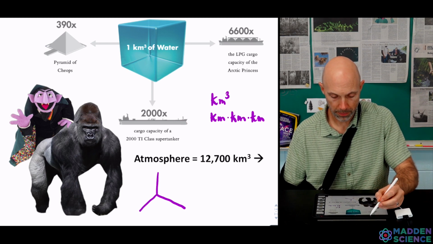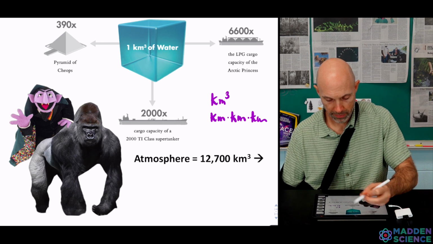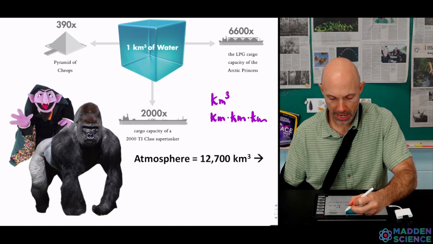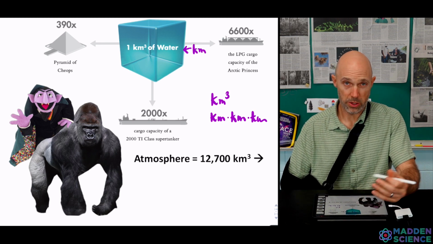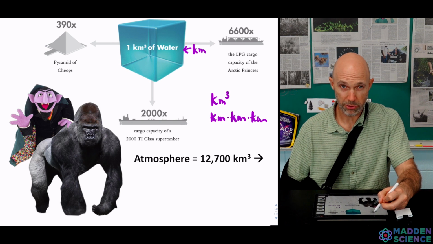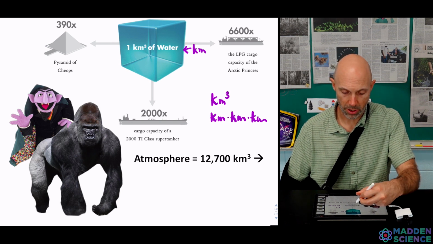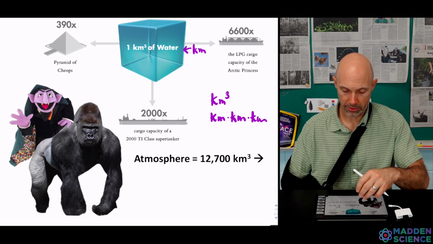Or, as we have this box here, each side is 1 kilometer. You could do this with meter sticks to see, but yeah, this amount of water would be 390 times the volume of this pyramid, 2,000 times the cargo of one of these massive tankers.